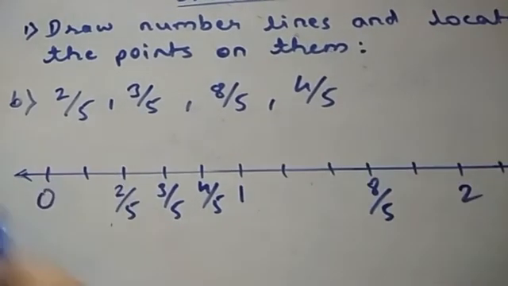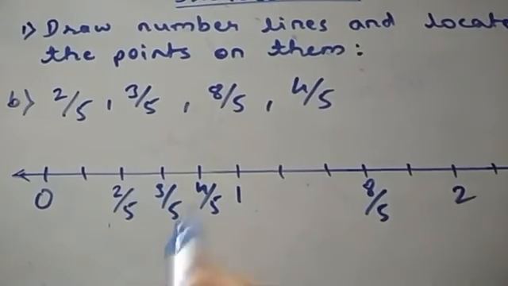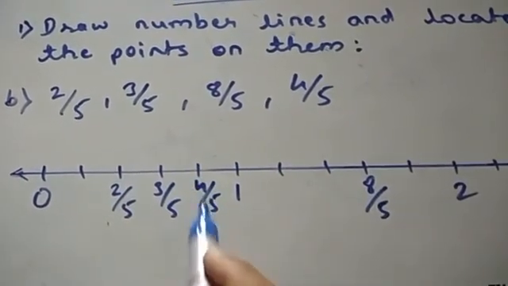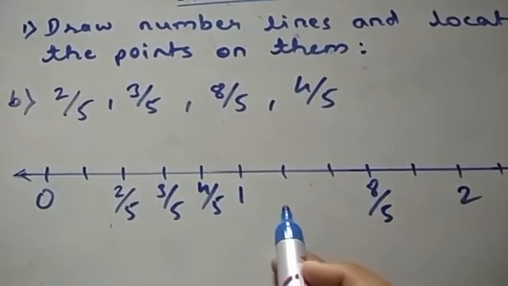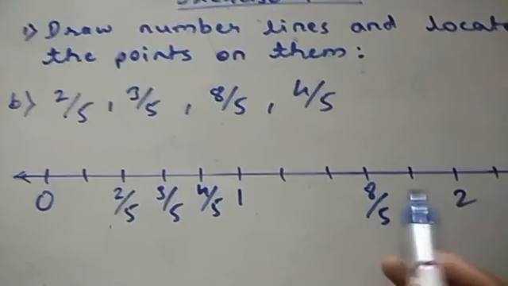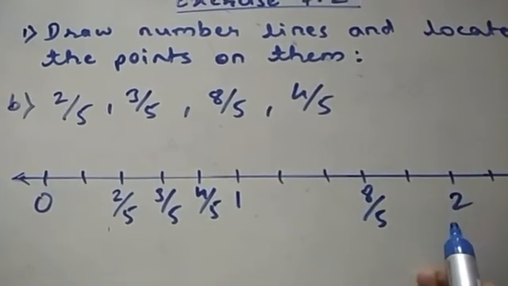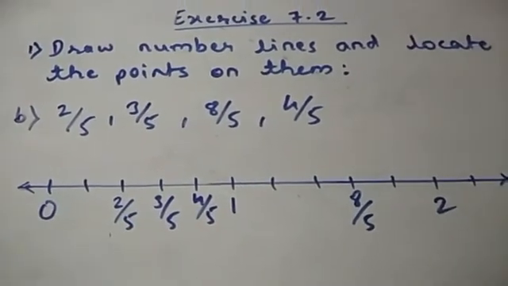See here. Now 2 upon 5, where will we get it? Here 2 upon 5, 3 upon 5. Then this 4 upon 5. Then 5 upon 5 means what? 1. Then 6 upon 5, 7 upon 5 and here 8 upon 5. 9 upon 5 and here 10 upon 5. 10 upon 5 means what? 2. So in this way we can represent numbers on the number line.